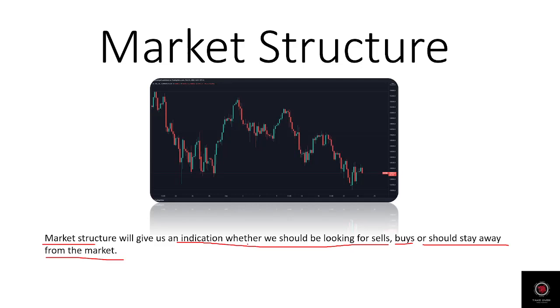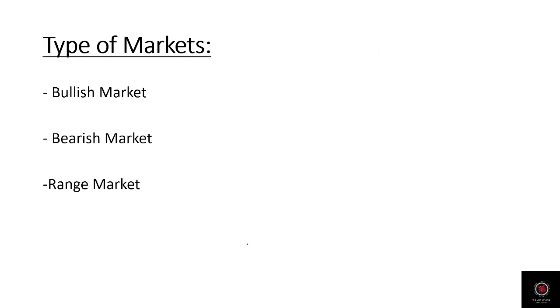Now let's look at the type of markets we basically get in the markets. First of all, we do have our bull market over there. We have our bear markets and we do have our range markets. These are the only types of markets you will get. Only three: a bull market, a bear market, and a range market.